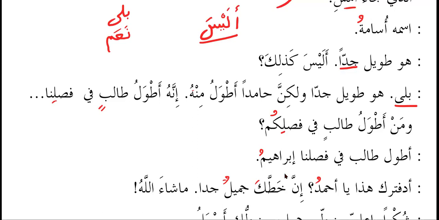طيب. So he says bala huwa طويل جدا. نعم أنجت. ما معنى هذا؟ Yes, he is very tall. ولكن حامدا أطول منه. However, Hamid is taller than him. Oh, he's translated as however. Yes. However. But Hamid, or however, Hamid is taller than him.